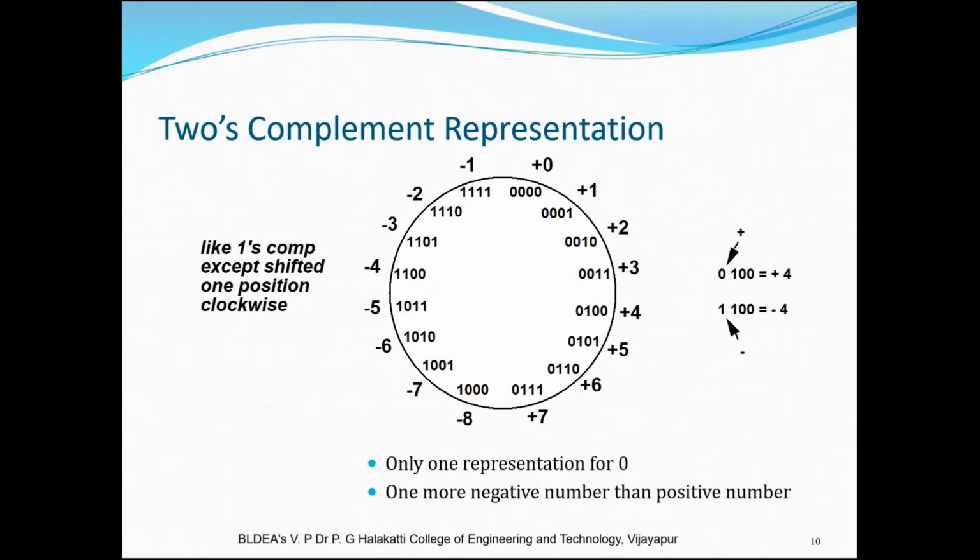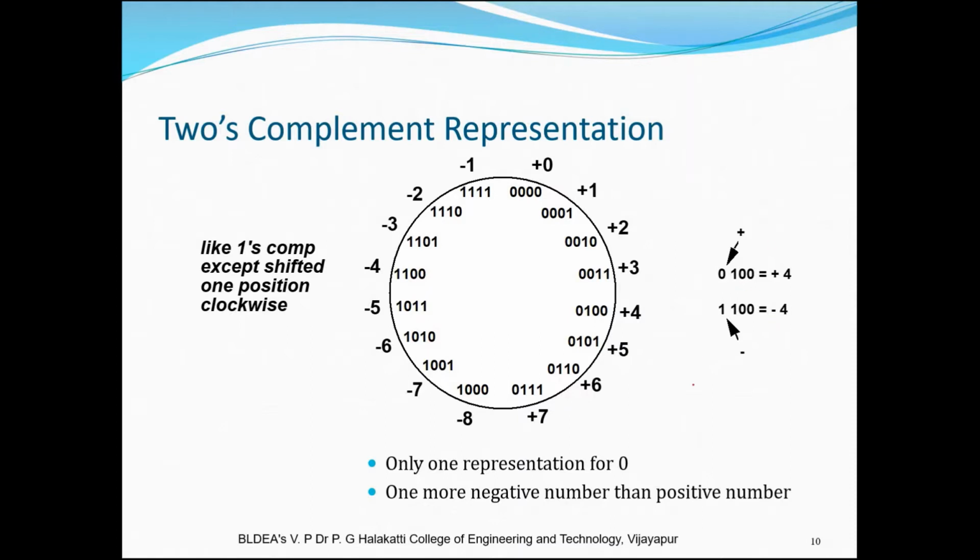Now in 2's complement, what we are doing is, to the values which we get from 1's complement, we are just going to add 1. That will give you 2's complement. So in the 2's complement system, the negative number is obtained by the 2's complement of the corresponding positive number, and this operation is the same as subtracting the positive number from 2 raised to n.